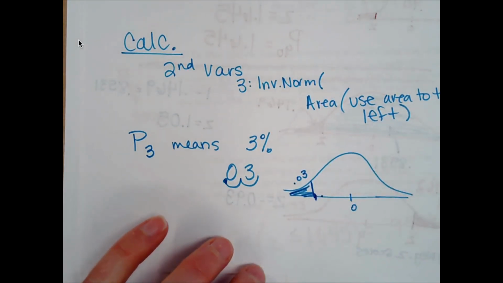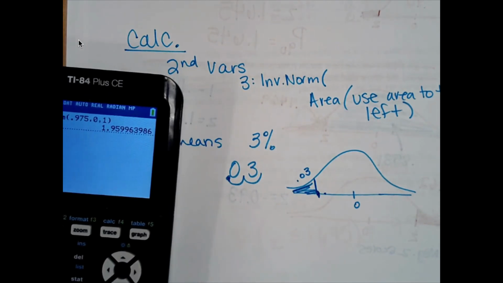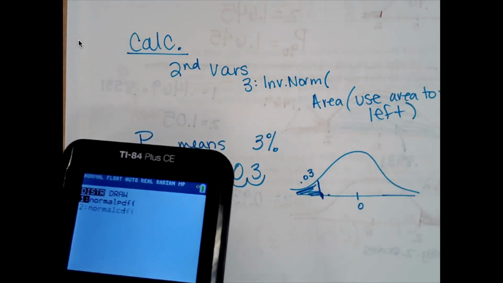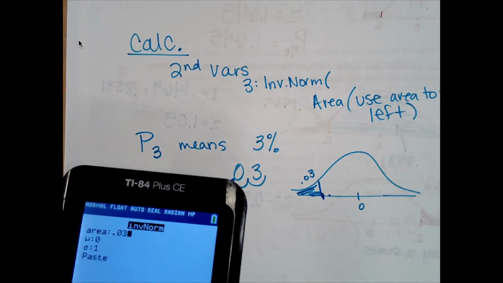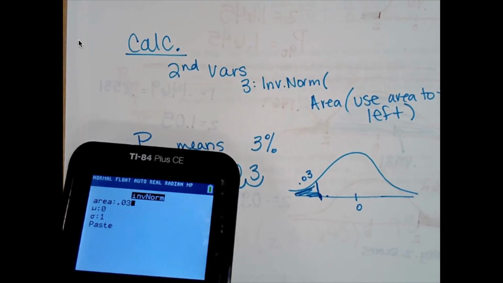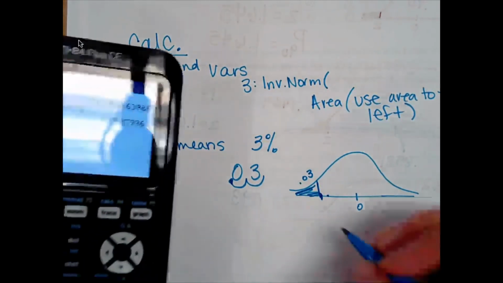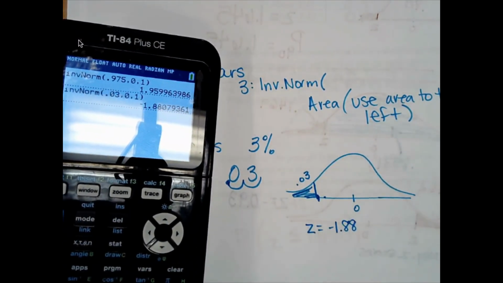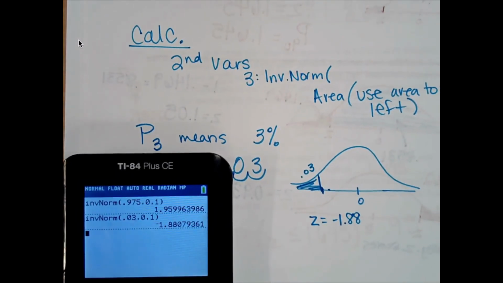So 0.03 is our area, and we can use the calculator for that. Use the inverse norm. So second vars, inverse norm, 0.03. And our z-score is negative 1.88. All right, so that is all I have for 6.1.